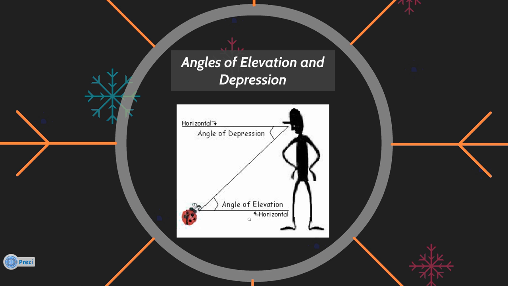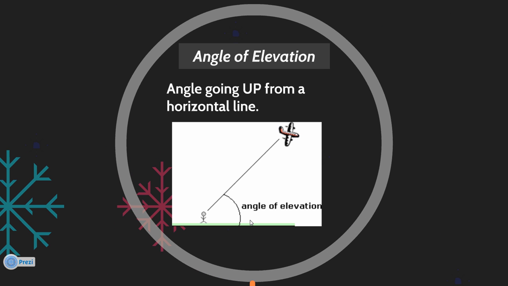Let's look at a couple of individual examples. For an angle of elevation, an angle is going up from a horizontal line. So here we have this little guy, and he's looking up at this airplane. Well, his normal line of sight is down here. But when he looks up, he's creating an angle. And since it's created when he's looking up, we call it an angle of elevation.